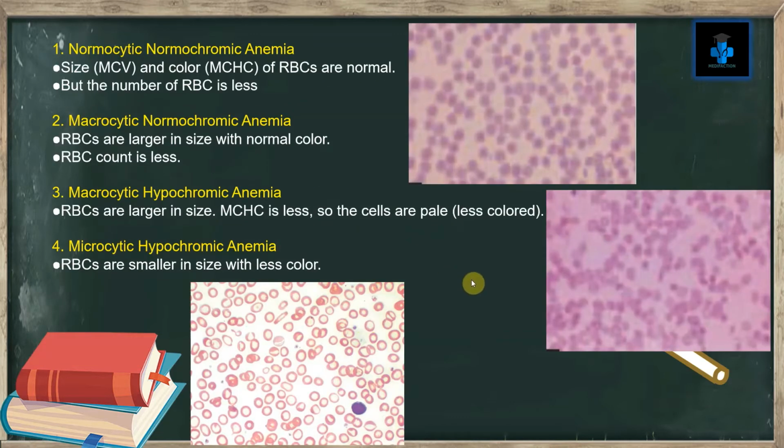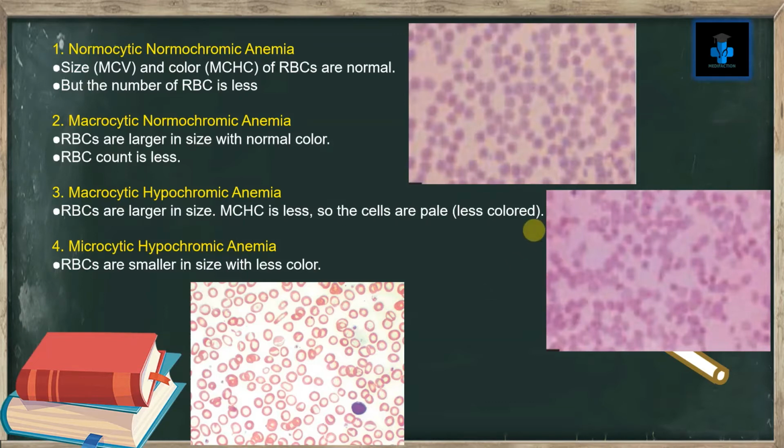Number 1 is normocytic normochromic anemia. Here, the size or the mean corpuscular volume and the color or mean corpuscular hemoglobin concentration of RBCs are normal. Since it is anemic, there will be reduction in RBC count. Number 2 is macrocytic normochromic anemia. From the term macro itself, we can identify that the RBCs are larger in size, but since it is normochromic, the color will be normal. And since it is anemic, there will be less RBC count.